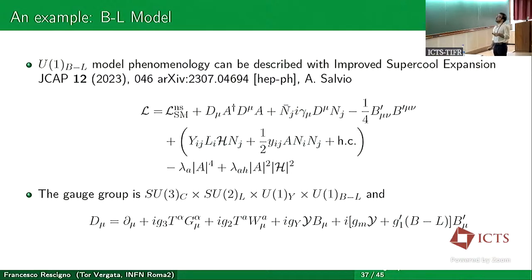We put a complex scalar in the theory that is charged under this group and has charge B minus L equal to 2. We put 3 right-handed fermions, and as you can see, we have this Yukawa term of the right-handed fermions with this field A that, after symmetry breaking, will generate Majorana mass for these fermions, and this quartic coupling here that will generate the tachyonic term for the Higgs and for the standard model. So the complete gauge group of this theory is this one here.